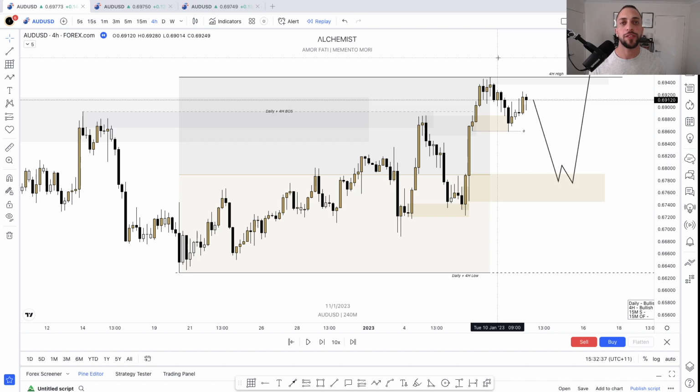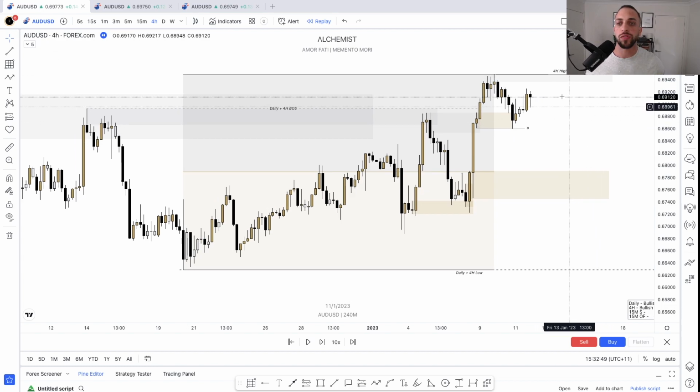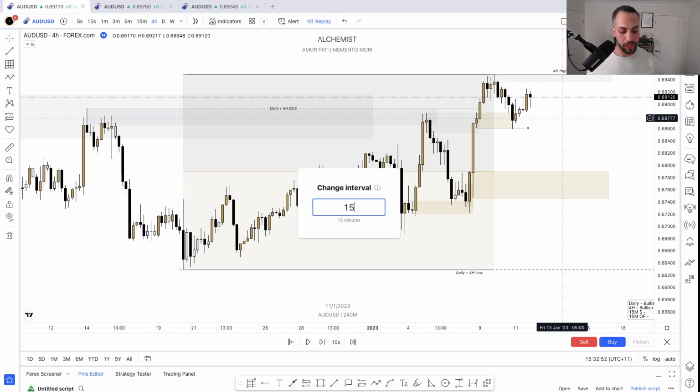The high can definitely just fail. It doesn't necessarily have to come all the way down to discount. This may be a sufficient enough pullback, but given how corrective this move was and how aggressive this move was, I am expecting that the 4 hour high is going to fail again. So on the 4 hour, that's all that we needed to do. So let's have a look at the 15-minute.